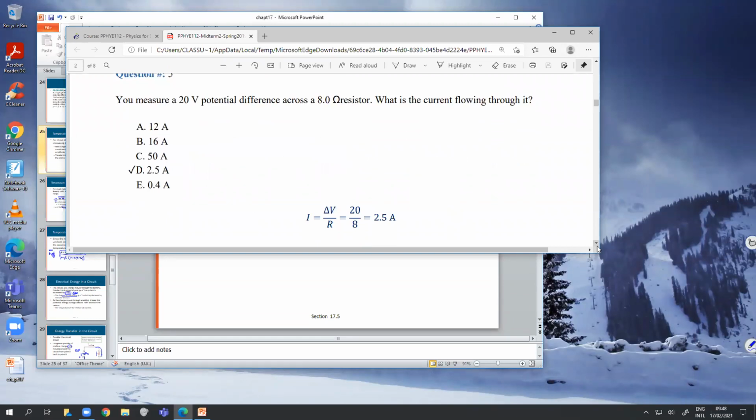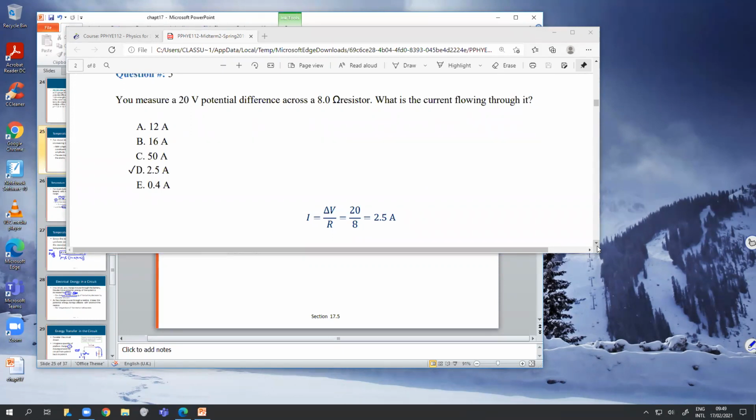Number 5: when you measure a 20 volt potential difference across an 8 ohm resistor, what is the current flowing through it? So, Ohm's law. We have a resistor, the potential difference across it is given and the resistance is given, so you can find the current. Just apply it. Very good. This is perhaps the simplest question. It's direct substitution; you know what equation to apply.